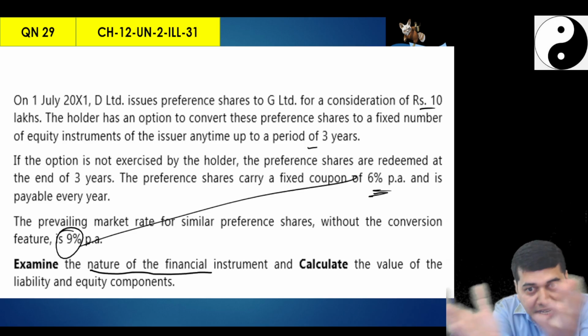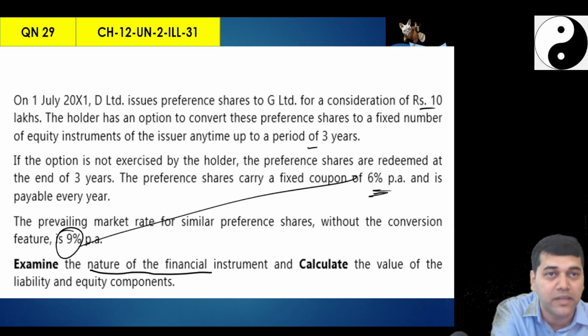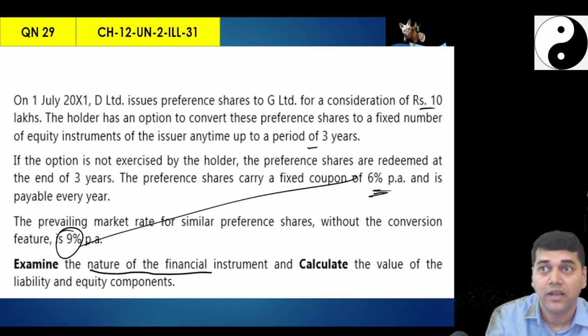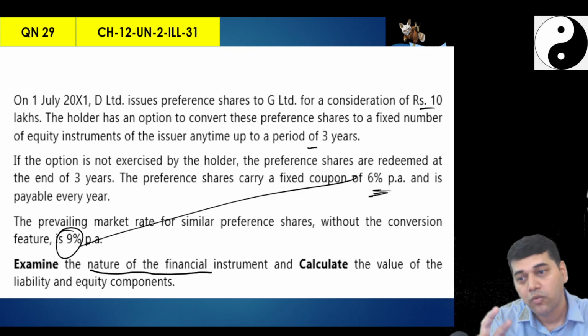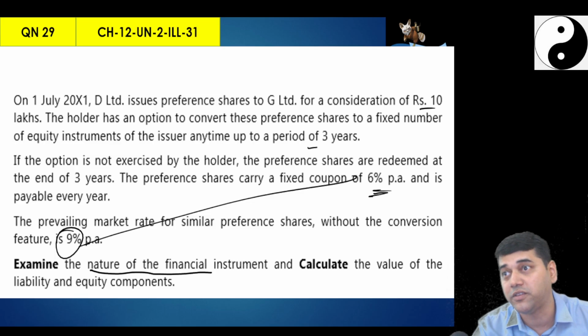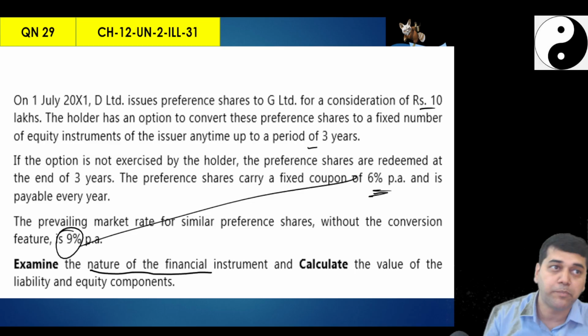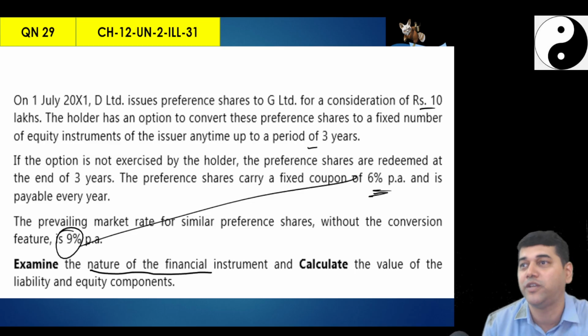So you have to break it into pieces. Okay, there is one option, there is one principal, there is one interest. What is the nature of the instrument? Can I equity-account that interest? No, it's a financial liability. What is the nature of this principal? Can I equity-account this principal? No, it's a financial liability. Then what is this option? Is it passing the fixed for fixed test? Yes. Then you say it is a compound instrument.